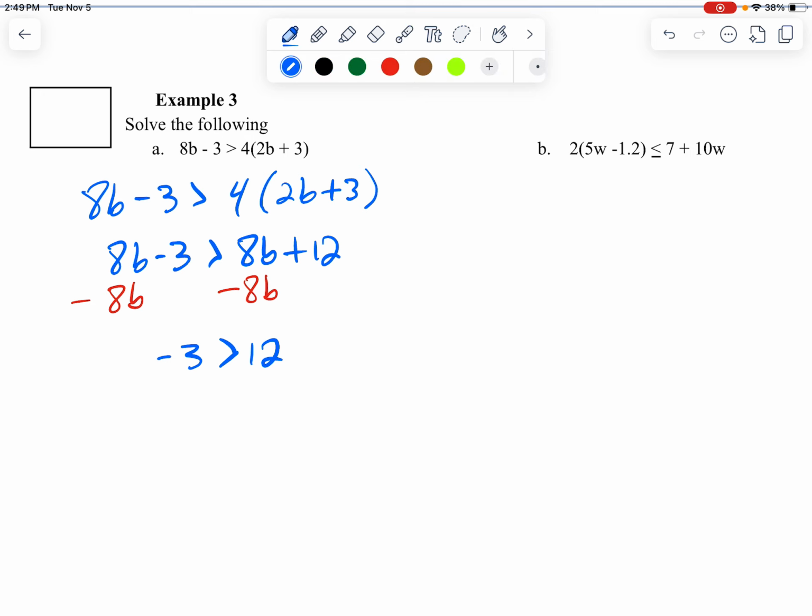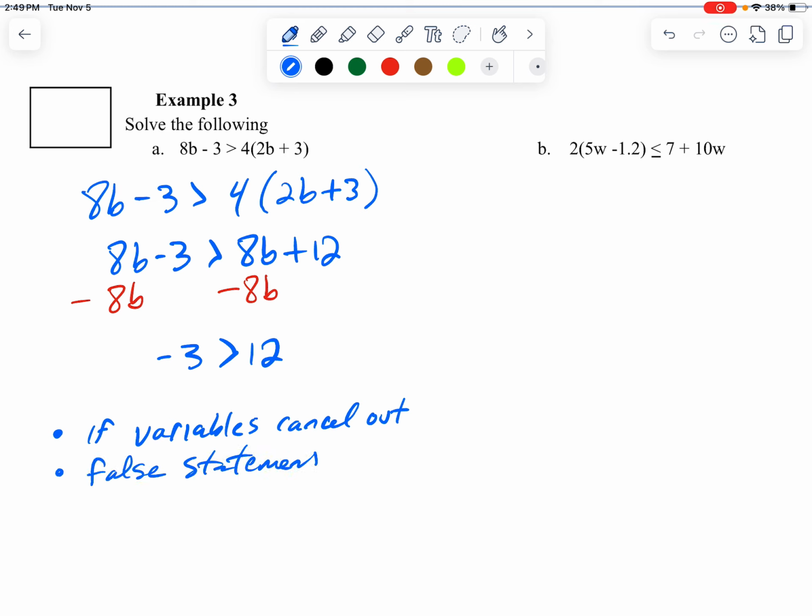Okay, so exactly like when we had equations, if the variables all cancel out, or basically they go away during that solving process, if that happens and we end up with a false statement, what that tells us is that there are no solutions.